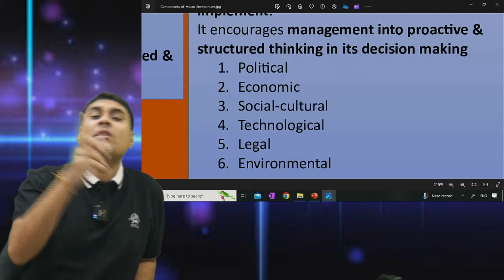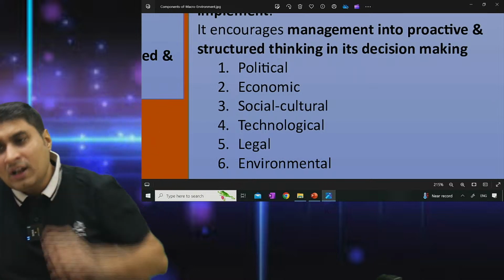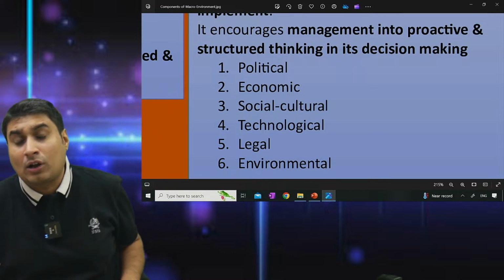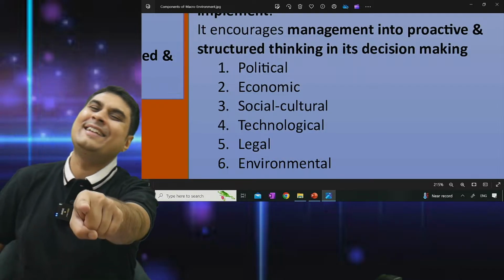One more time. While doing business, keep in mind micro or macro, both. Along with micro, also keep in mind macro. And with macro, also keep in mind PESTLE.